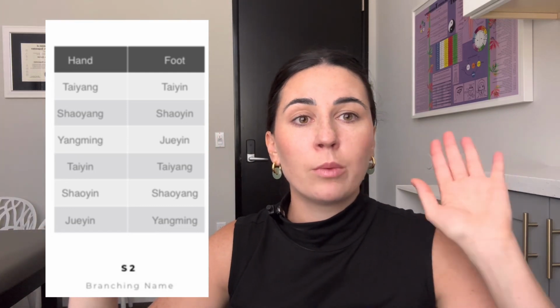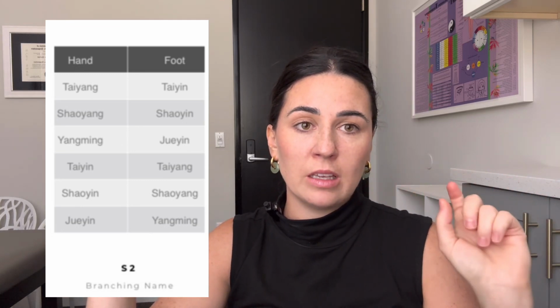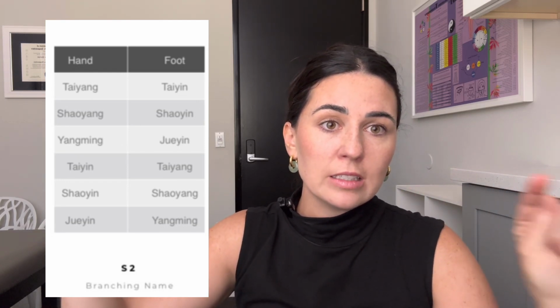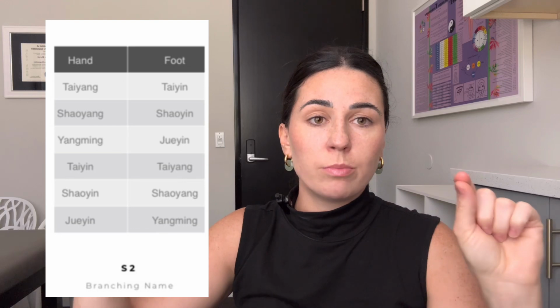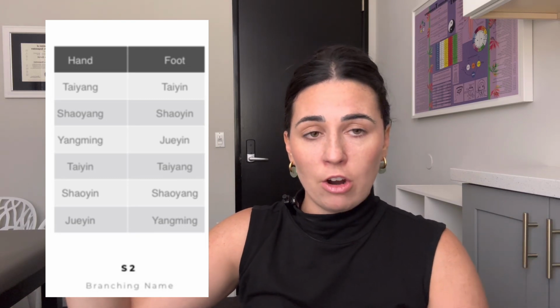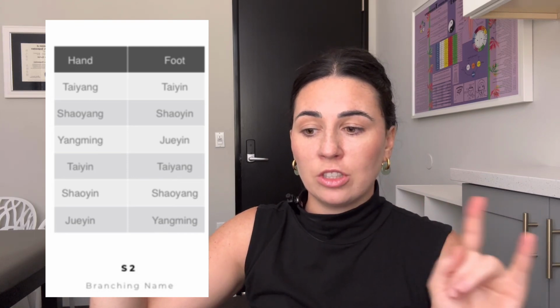Our system number 2 is going to be the branching name. So we have yin and we have yang, so we're going to take the same prefix of the name and then add the opposite ending. So Tai Yin is now going to Tai Yang. So Tai and Tai is still connected. They're just being interchanged of hand Tai Yin to foot Tai Yang. So this is still hand to foot within the system branching name. So hand Tai Yin is going to be my lung. Foot Tai Yang is going to be my UB. And so I could use my lung meridian to treat my UB meridian.